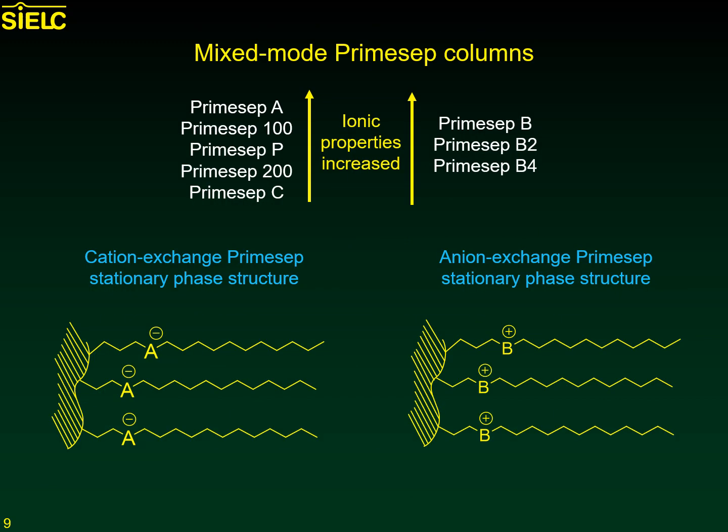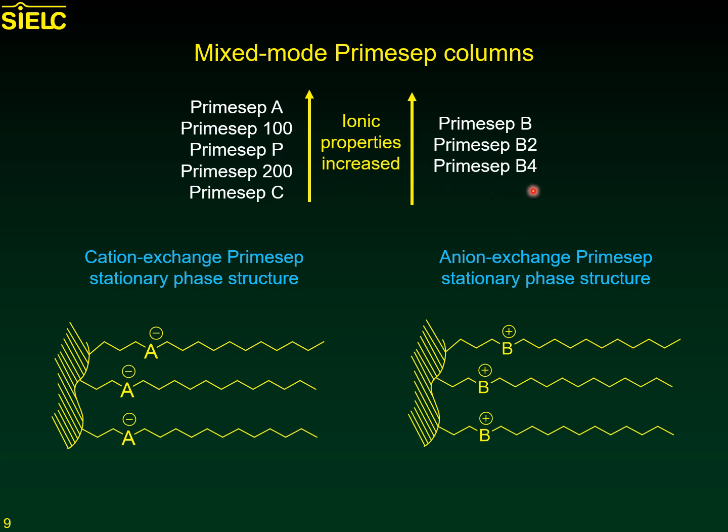Herein, we have given a summary of the different Primesep columns that we manufacture here at SIELC, and we have ranked them by their ionic properties. You can see a sample structure of both types of columns, cation exchange columns and anion exchange columns below. The Primesep C column of the different cation exchange columns possesses the least amount of ionic character. And as one moves along this trend line to the Primesep 200 column, to P, to 100, and then to A, the amount of ionic properties or ion exchange potential is increasing.